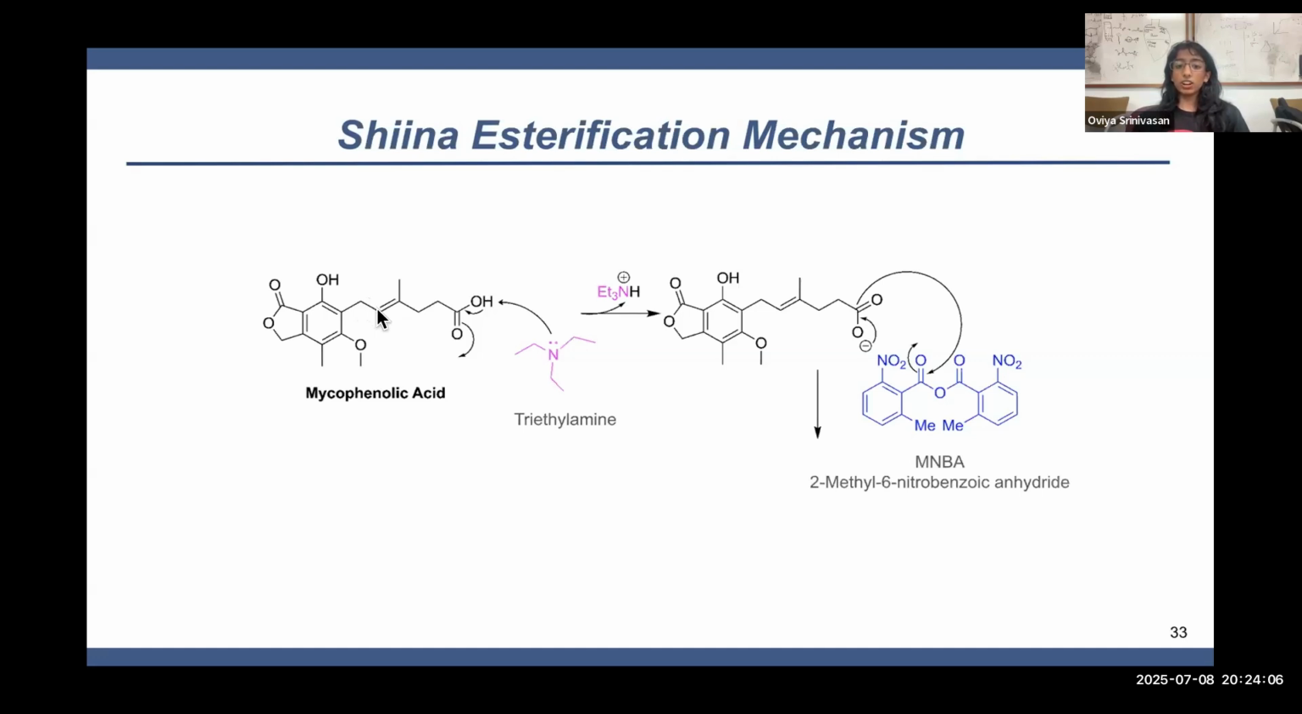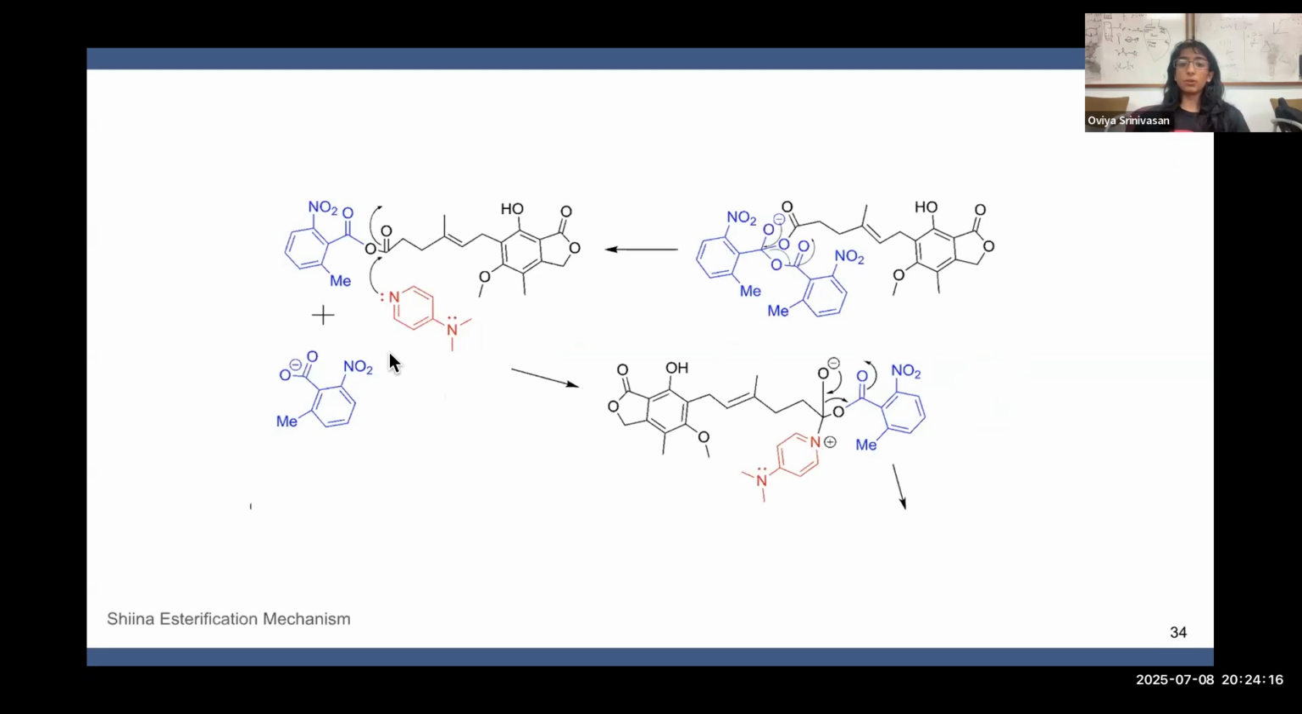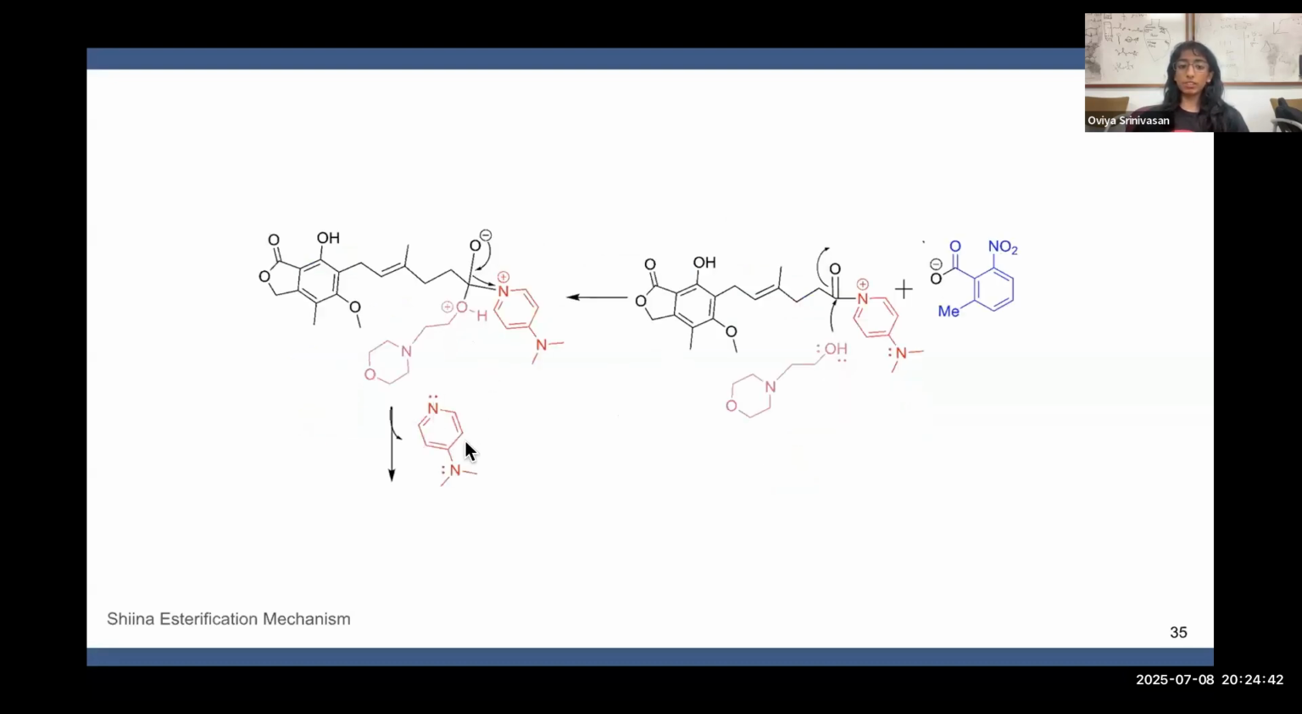The negative charge on the oxygen comes down into the single bond, causing the carbon-oxygen double bond to then attack one of the carbonyls on MNBA. This forms a tetrahedral intermediate, which quickly kicks off a 2-methyl-6-nitrobenzoate carboxylate ion to form a mixed anhydride. This anhydride reacts with DMAP. DMAP selectively attacks the first carbonyl because the second carbonyl is shielded by the presence of the methyl and nitro groups, causing steric hindrance. This then forms another tetrahedral intermediate, which rapidly collapses.